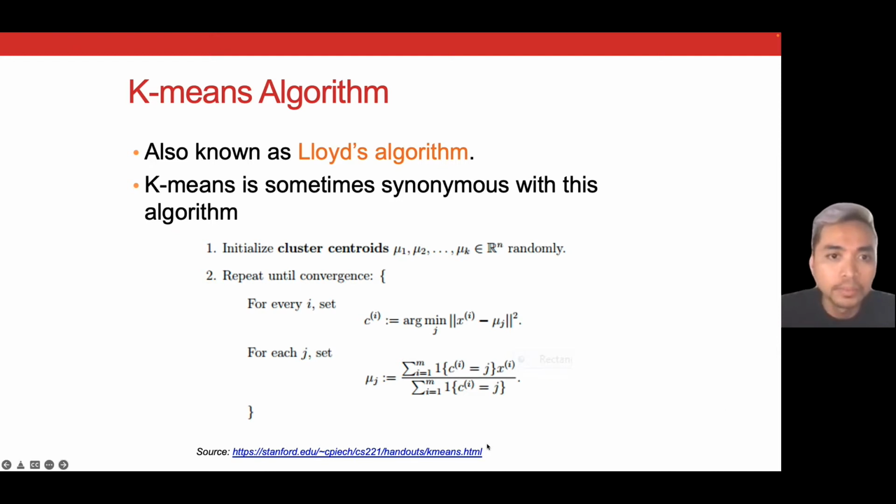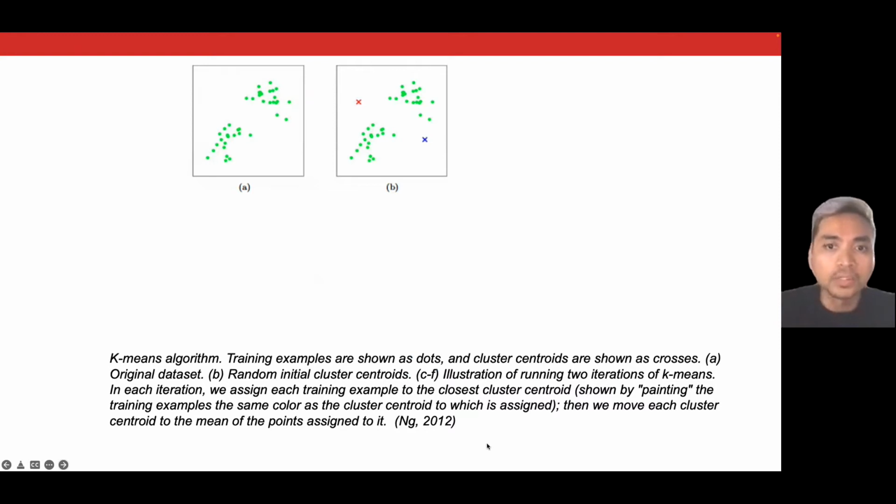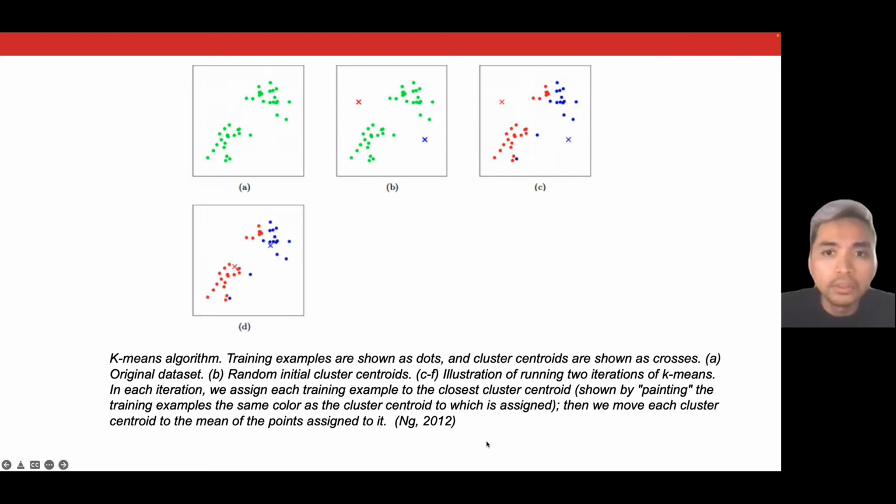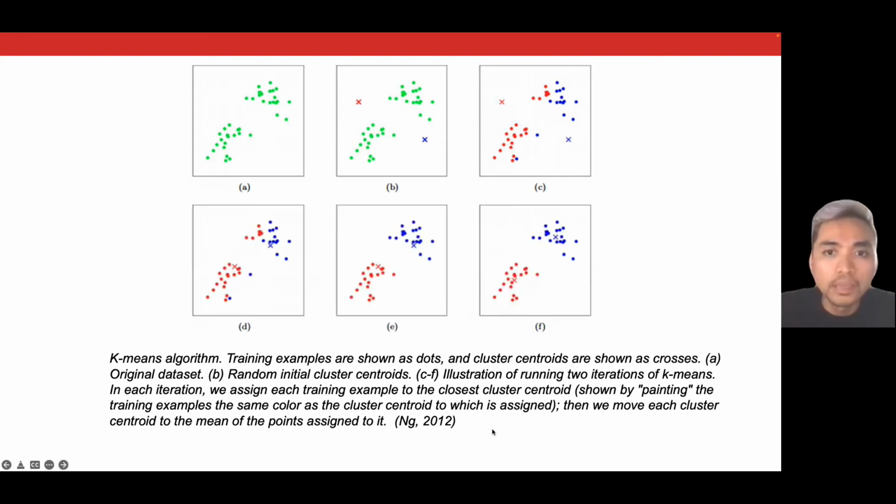Let's look at an example. Figure B, select initial cluster centroids. Figure C, assign data points to the nearest centroid as measured by Euclidean distance. Figure D, compute mu, the cluster centroids. Repeat steps C and D as needed to achieve the best possible within-cluster variance.